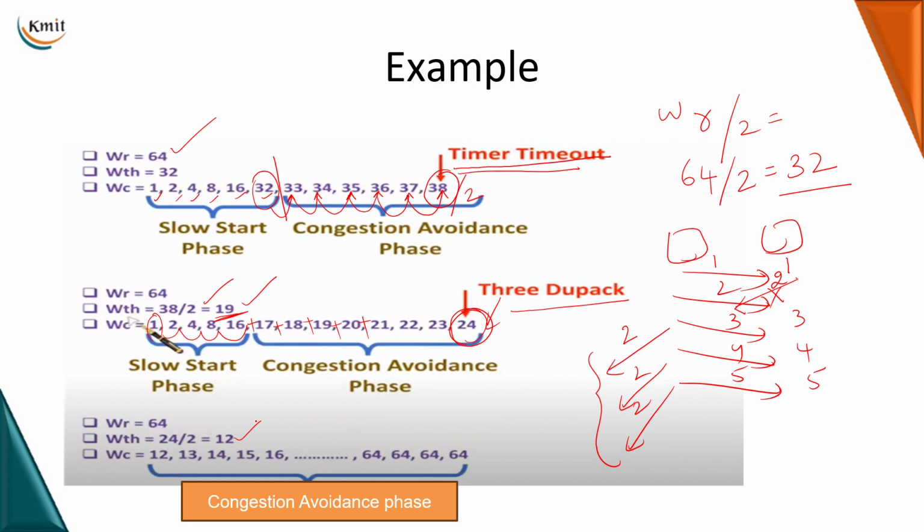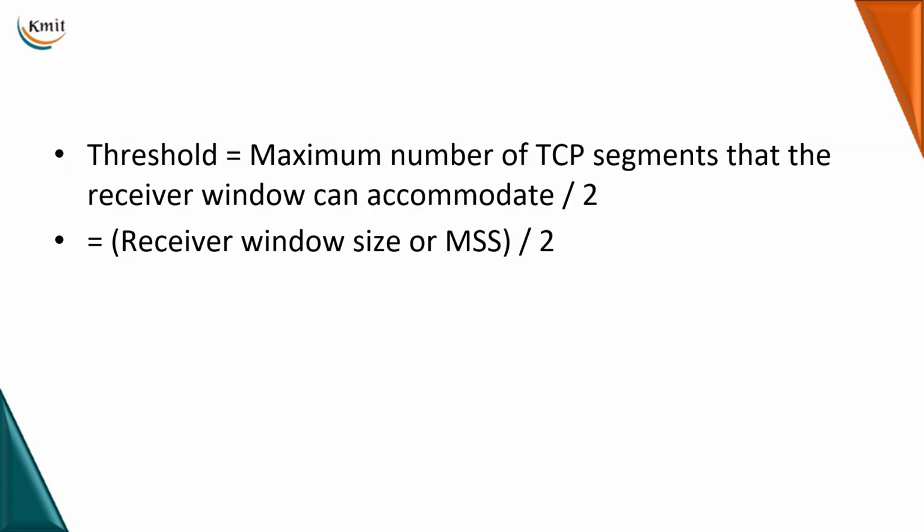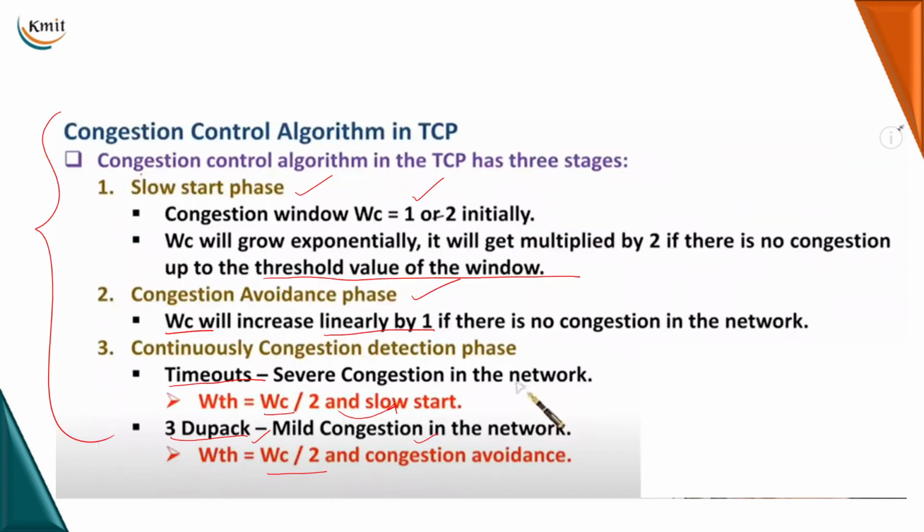What do you mean by the congestion avoidance phase? Here you will be linearly incrementing by 1: 12 plus 1, 13; 13 plus 1, 14, and so on till you reach the receiver window size, which is 64. So this is how TCP tries to control or avoid congestion using the policy of congestion window and the 3 phases: slow start, congestion avoidance phase, and continuous congestion detection phase.